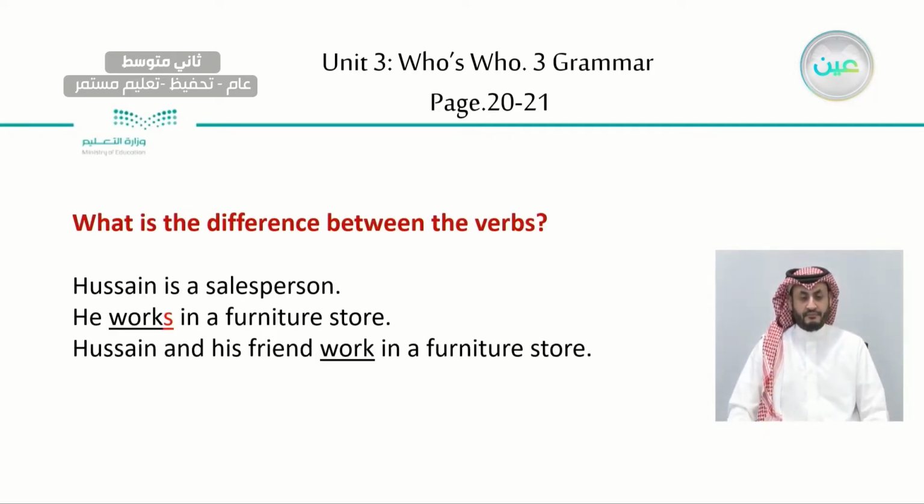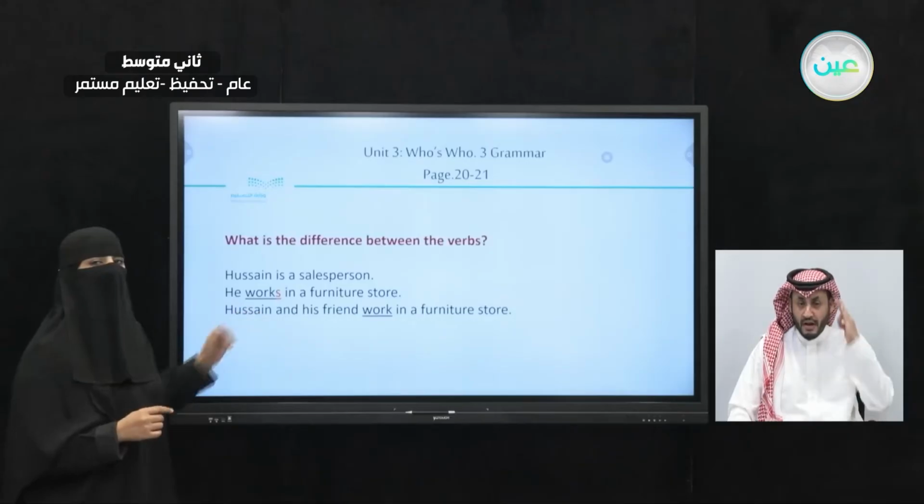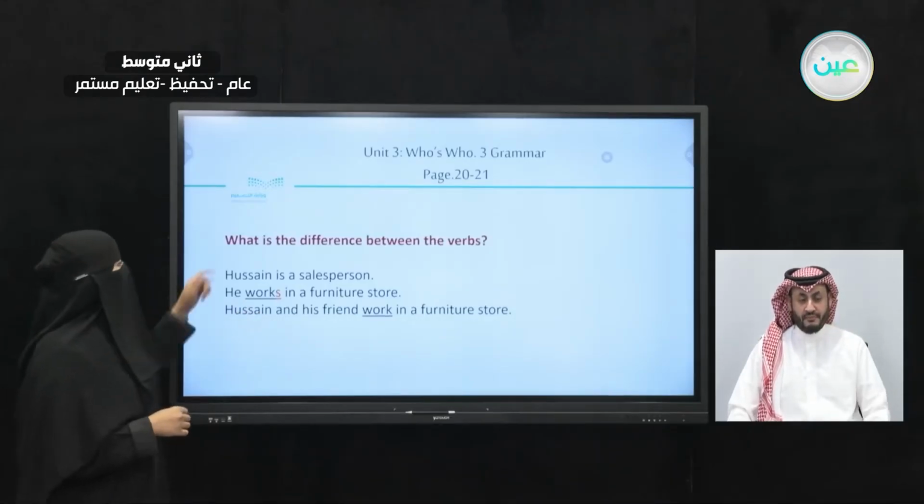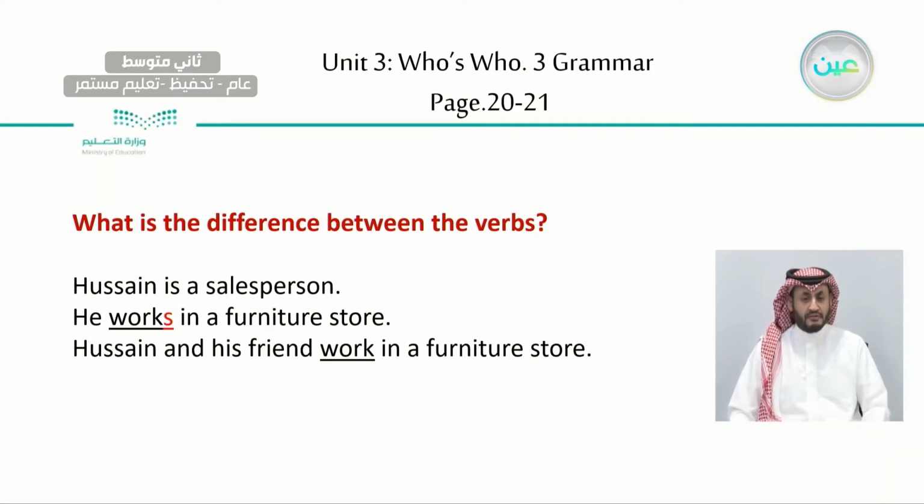I want you to look at these sentences here. Listen and look at the verbs. What is the difference between the verbs here in these sentences? Hussein is a salesperson. He works in a furniture store. This is the first sentence. Let's take a look at the second one. Hussein and his friend work in a furniture store.